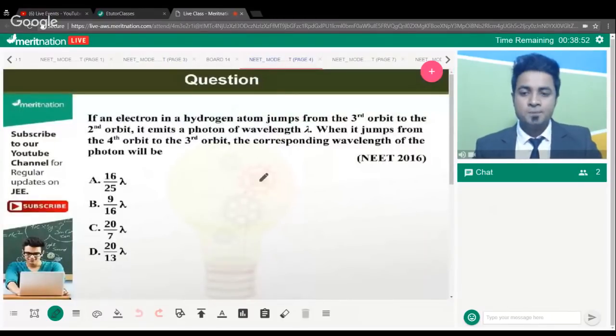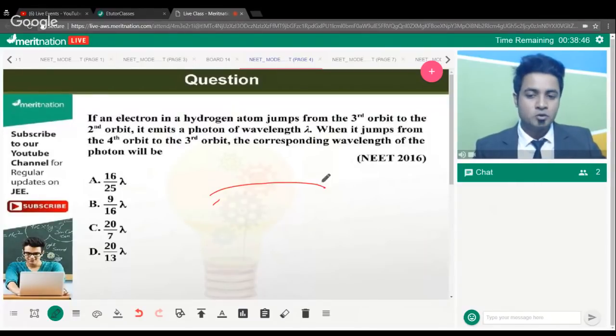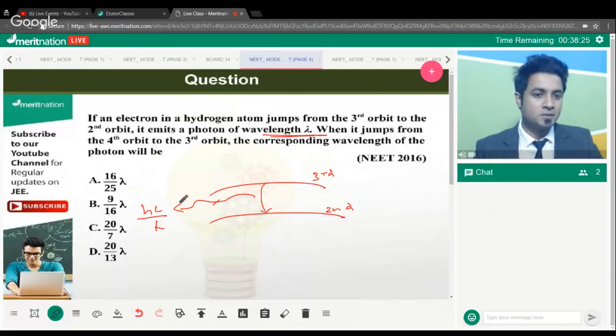Now, if an electron in a hydrogen atom jumps from the third orbit to the second orbit, and it emits a photon. Once the electron jumps, it is going to emit a photon, h nu, or you can represent it as hc by lambda. The corresponding wavelength is lambda.